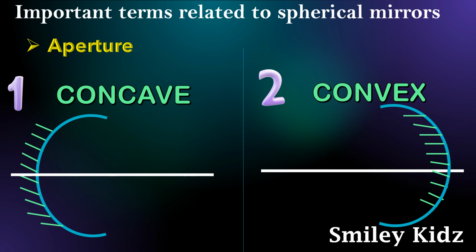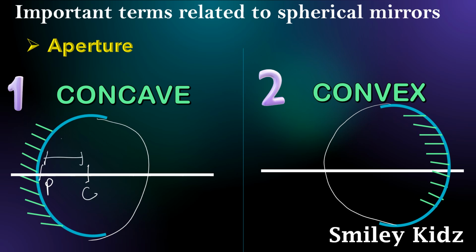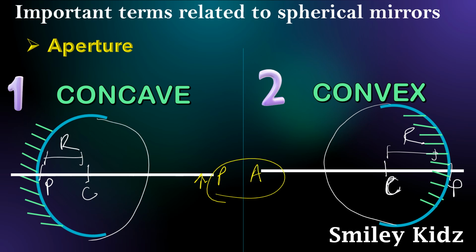Now what is aperture? Well, let's bring back our sphere like this. This is C, this is P. The distance between P and C is termed as the radius, same with the case of the convex. This is C and this is P. The distance is termed as the radius. And what is this line? This line is the principal axis, isn't it? Now, what is aperture?